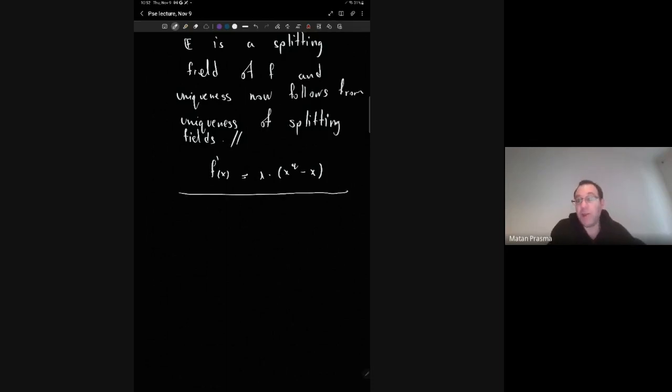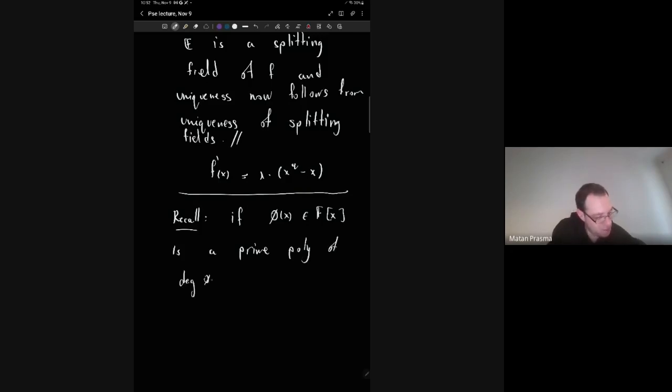And the question is, if phi is a prime polynomial of degree n, then F[x] modulo phi is a field, and the number of elements in this field is simply the number of elements in F to the power of n.